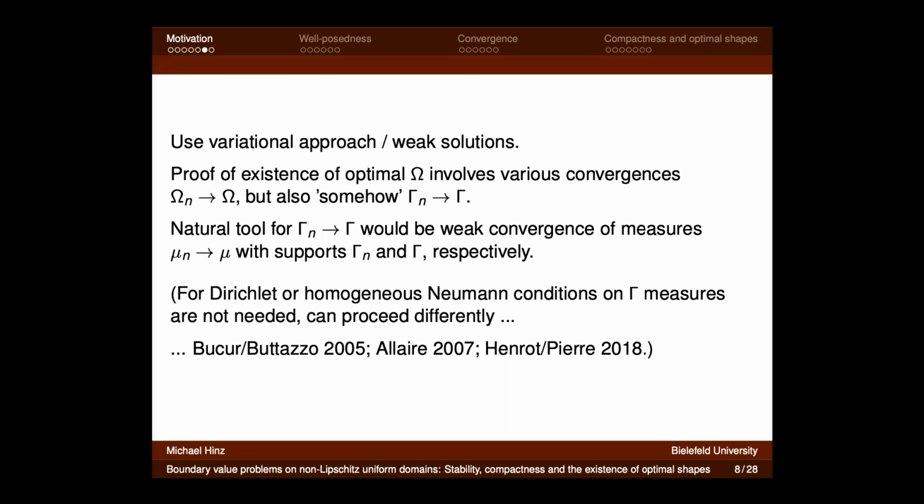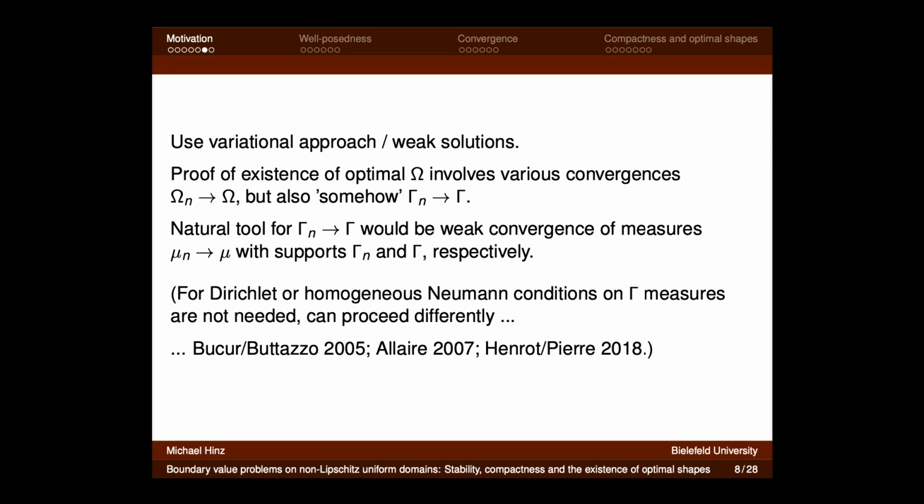gamma. A natural tool for this convergence would be perhaps weak convergence of measures on the domains, because this is something that has good compactness properties, you can easily work with, it's very nice in analysis. So we could try to endow these approximating variable parts of the boundaries gamma n with measures mu n, whose support is gamma n respectively, and hope that these measures converge to some target measure mu, whose support will be gamma. And this is the situation that we would like to deal with, because this is what a pragmatic approach to the problem suggests.